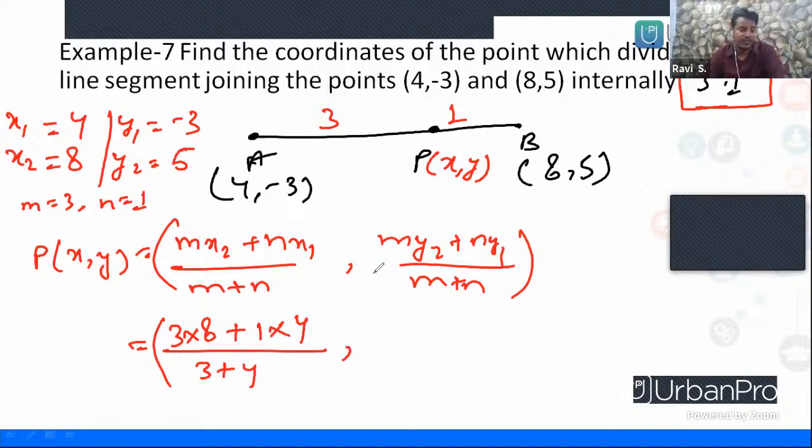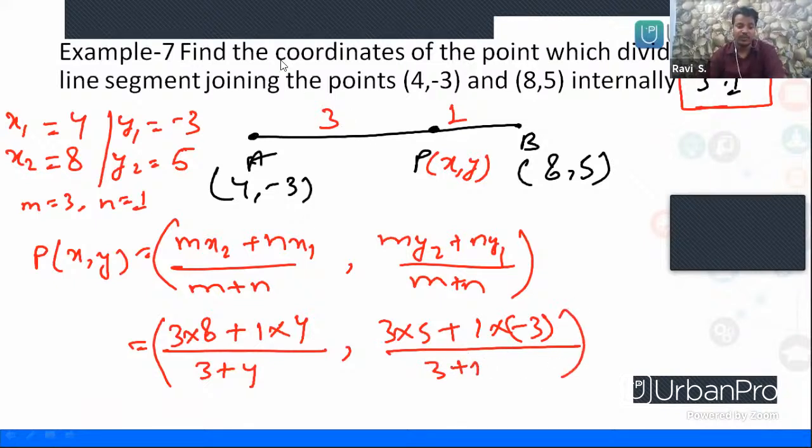Let's see again for y. m is 3 and y2 is 5. Now what is n, guys? n is 1 and y1 is -3. Look, be very careful whenever you see the minus sign, because this might make your answer wrong.